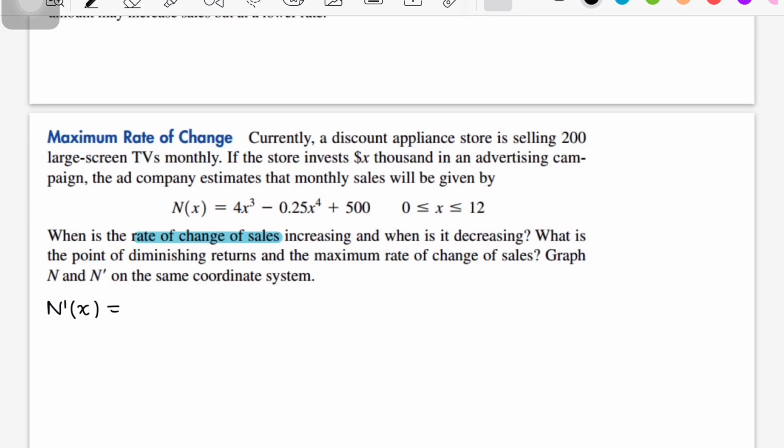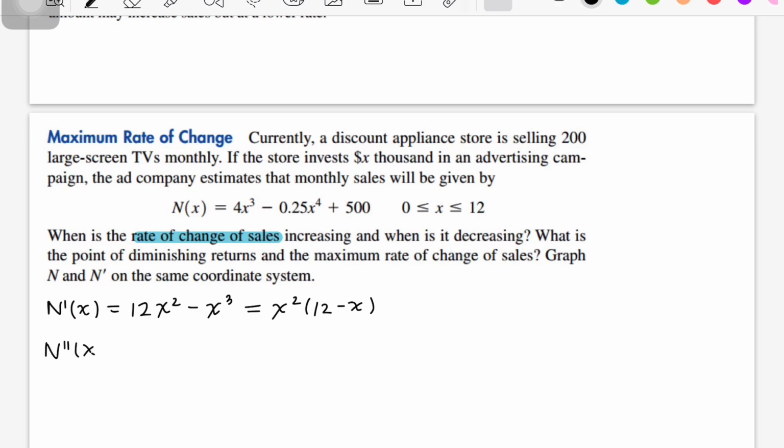So we'll find the derivative of this guy using power rule. So we'll get 12x squared minus 0.25 times 4 doing power rule, just going to give us 1. So we have x cubed here. And we know the derivative of 500 is going to be 0. So we just get this, and then simplifying a little bit, this is our first derivative. All right. And we want to figure out when our rate of change of sales is increasing and decreasing. And we just saw that to find when our derivative is increasing and decreasing, we'll use the sign of our second derivative.